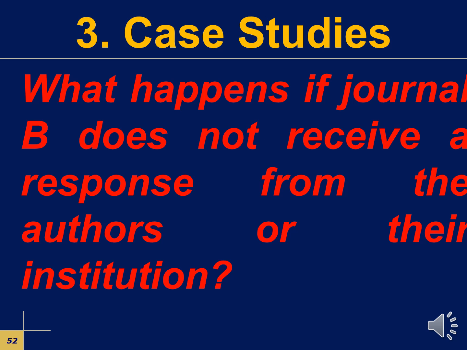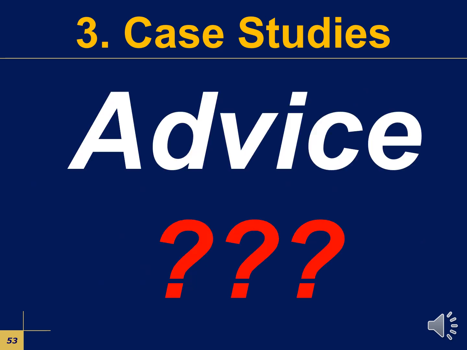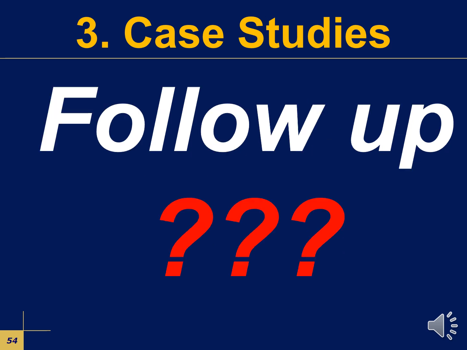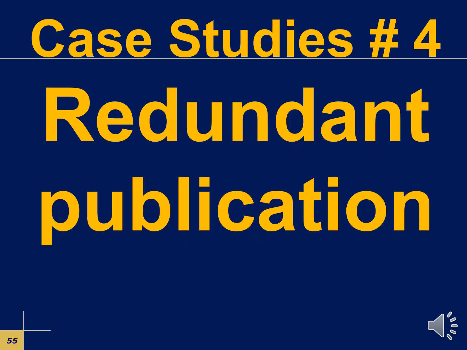What happens if Journal B does not receive a response from the authors or their institution? If they are not receiving one, they can straightforwardly publish an expression of concern in their upcoming issue. Now, one more case study is coming before you. It is about redundant publication.